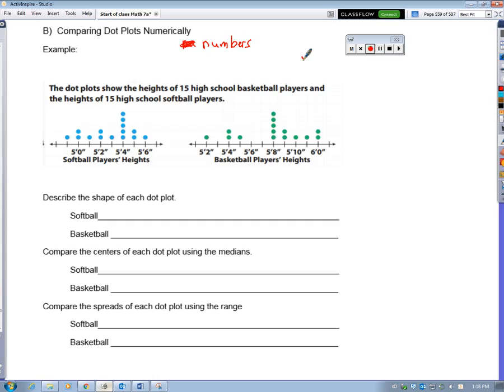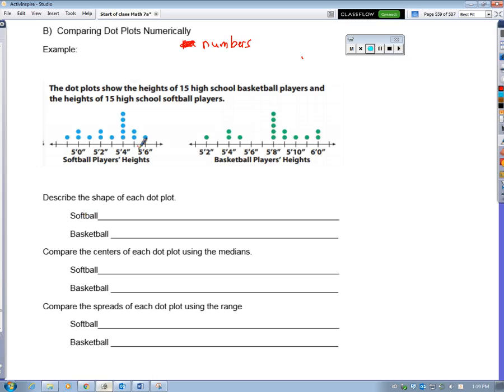So we're still going to be looking at it, but we're going to use some more numbers to represent what is going on. Looking at the shape of each of these, that's the first thing we're going to describe. Describe the shape of each dot plot. If we're going to use more numbers, we would talk more about the numbers here.